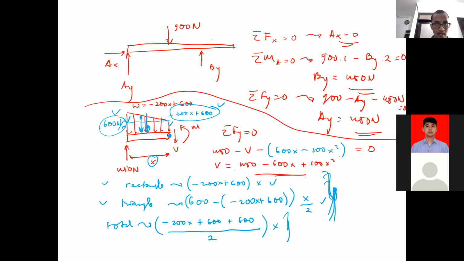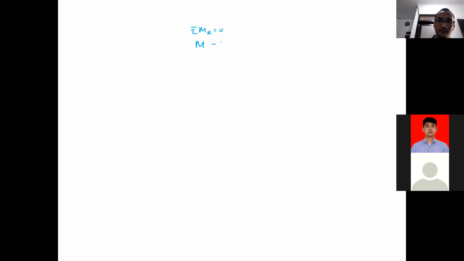M, then ay. Ay multiplied by what? Ay multiplied by x. Negative or positive? Don't forget about it. It's negative. 450 multiplied by x. What else?